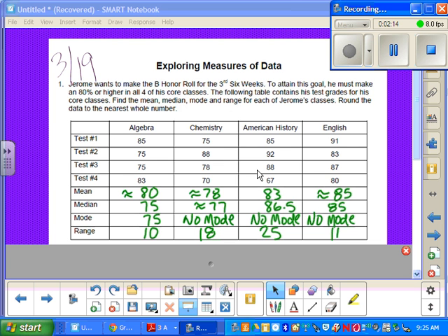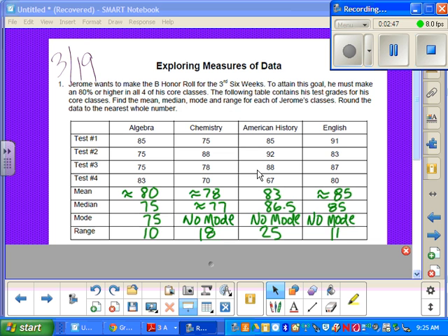And look at your American history. You see that the mean is going to be 83, which means just add all the data points up together and divide by 4, and you'll get 83. And for the median, just remember to order the numbers from least to greatest, and you should get 86.5. And for your mode, no numbers repeat, so there's going to be no mode for American history. And the range is going to be 92 minus 67, which gives you a range of 25.